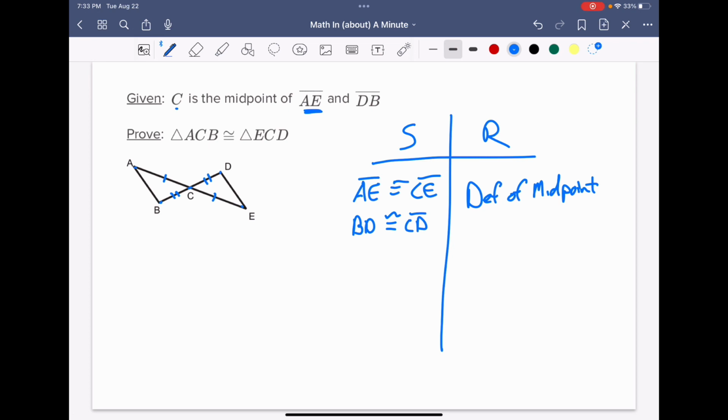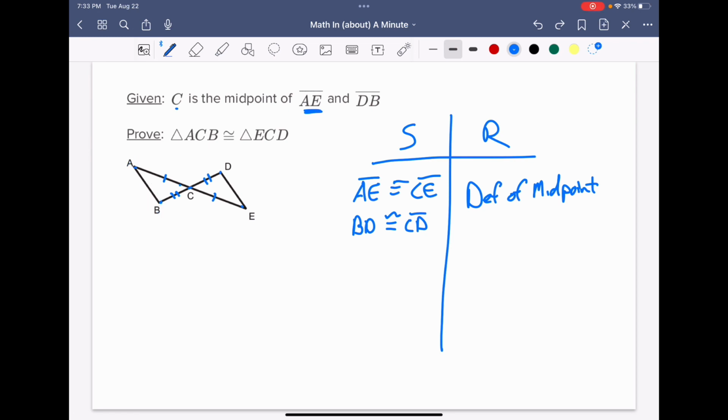If something is a midpoint, it cuts it in half, so those two halves are going to be equal. Now I'm starting to look at my triangle and I'm thinking, what could I do? Well, I see I have two sides. There's nothing I can really do to help me get that third side, so there's nothing that will help me say that these guys are going to be congruent to each other. So I'm going to give up on that.